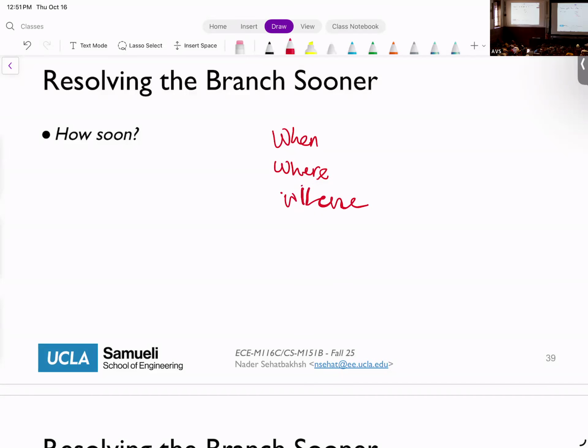Sorry, whether it's taken or not. So when we know it's a branch, we know it during the decode stage, right? Where it's going, we know it during the ALU stage, during the execution stage. Whether it's taken or not, we know it during the memory stage. So if I somehow can move these to the decode stage as well, I can only pay a penalty of 1 cycle. If I can resolve everything during the decode stage, this is the fastest that we can do, right? At least the penalty will be reduced from 3 cycles to only 1 cycle. Okay, so that's what we're trying to do.